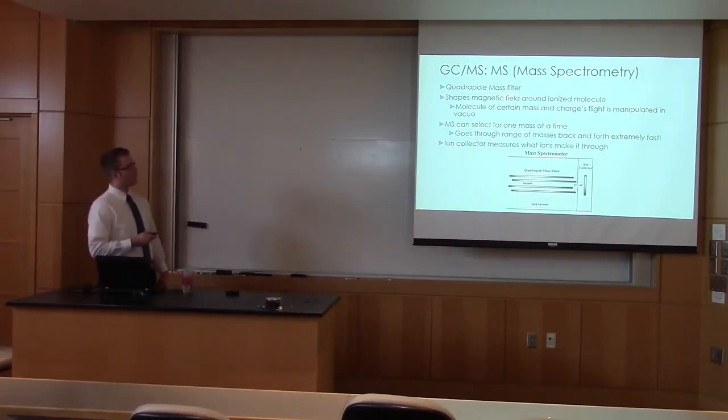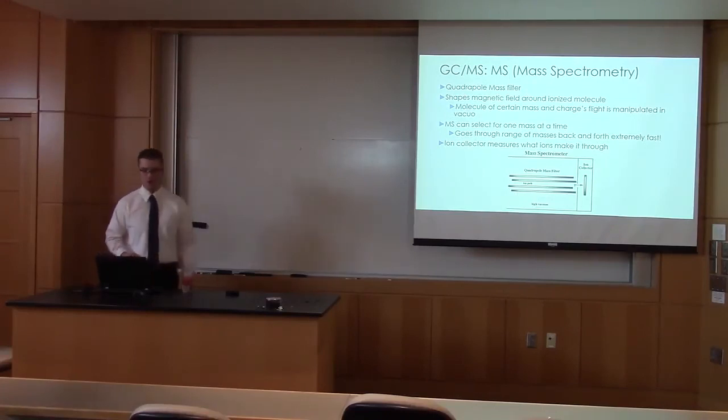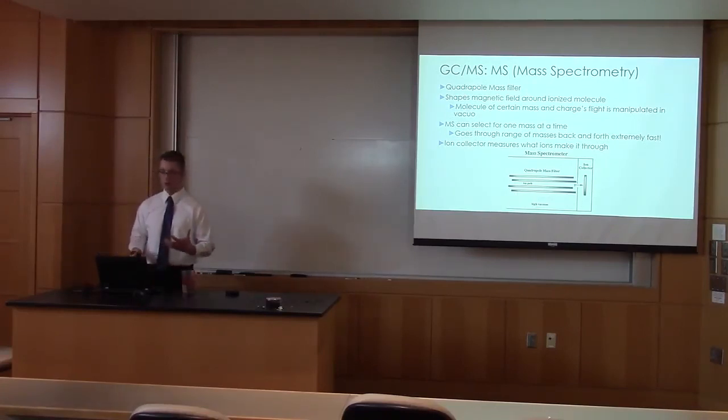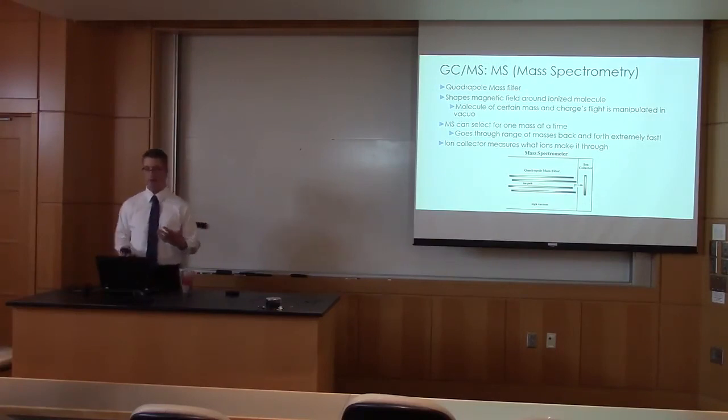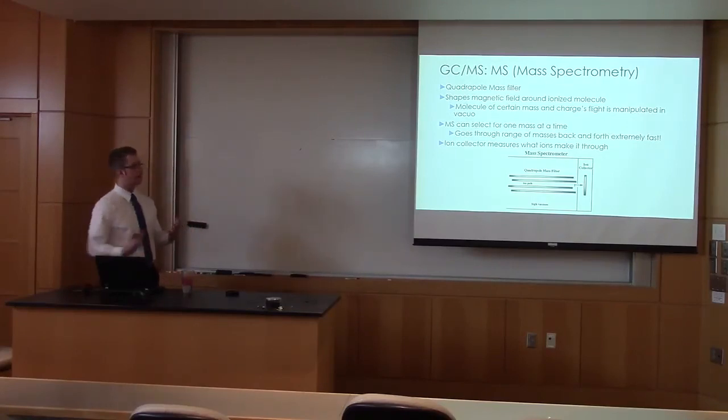So then we have this quadrupole mass filter. What this does is it shapes the magnetic field around the ionized molecule. And so this molecule of a certain mass and charge is manipulated in vacuum. As the ions are flying through this path right here, this mass spectrometer can select for one mass at a time. So it's going to be changing how this magnetic field is interacting with these molecules. And so we can select for one mass at a time as it flies through.